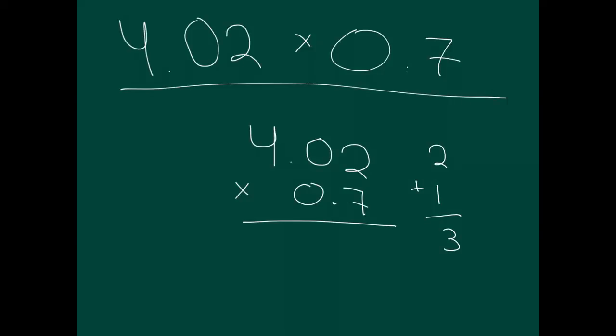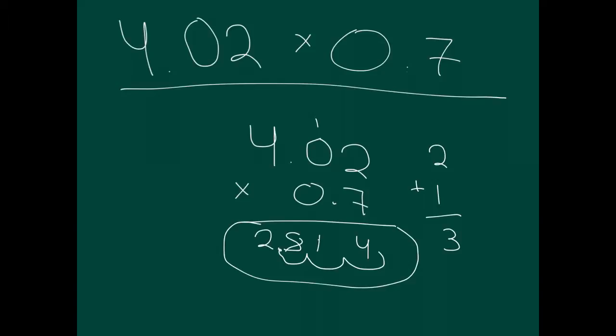2 times 7 is 14. 7 times 0 is 0 plus 1 is 1. And 7 times 4 is 28. And then you move the 3 decimal places. So it's going to be right there. So your answer will be 2.814.